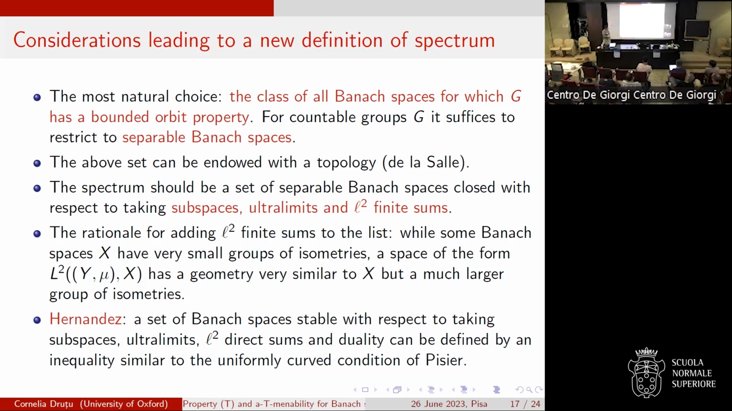It is still an open question whether one can construct a uniformly convex Banach space that is not uniformly curved.